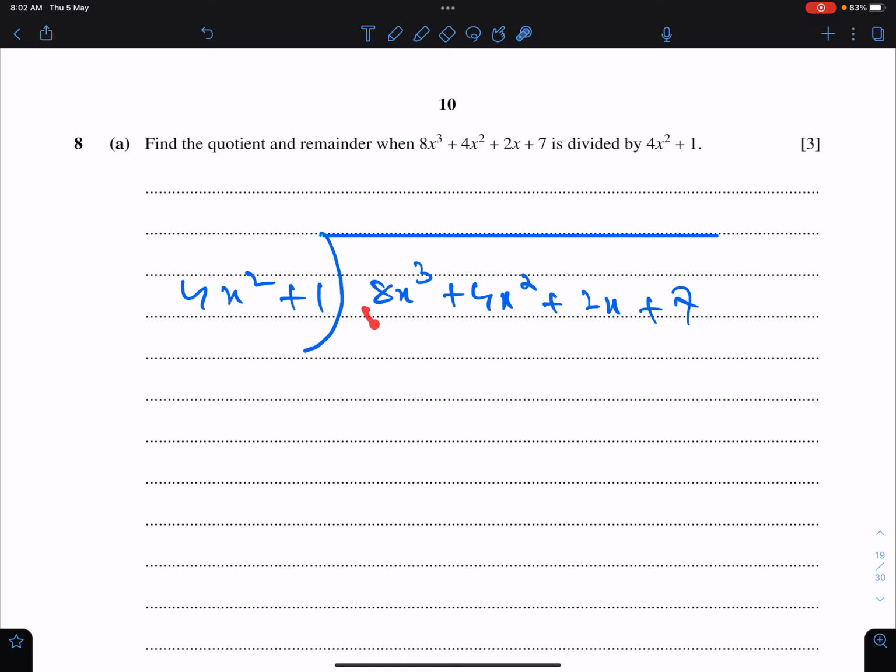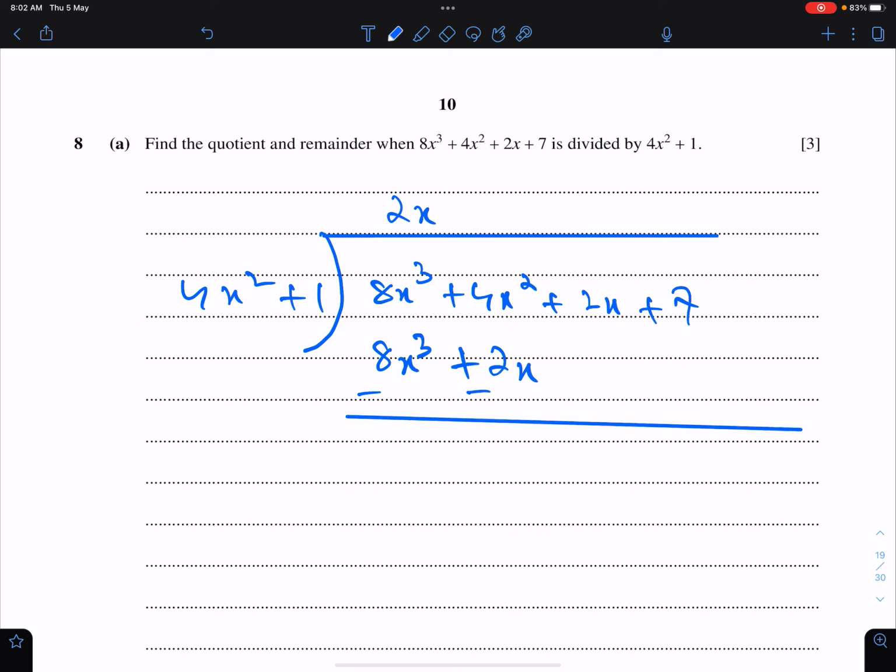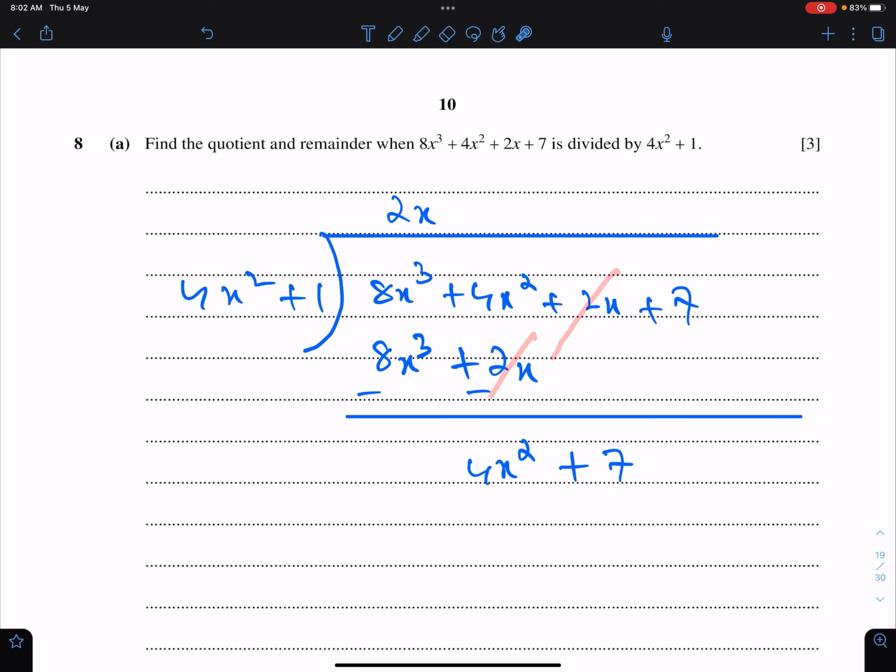When you will divide this term by this term, you'll get 2x. 8x cube divided by 4x square is 2x. The result is 2x. When we will multiply this with this divisor, we'll get 8x cube and 2x. Now change the signs, opposite the signs in fact. So we have 4x square plus 7. This 2x and this 2x both are cancelled.